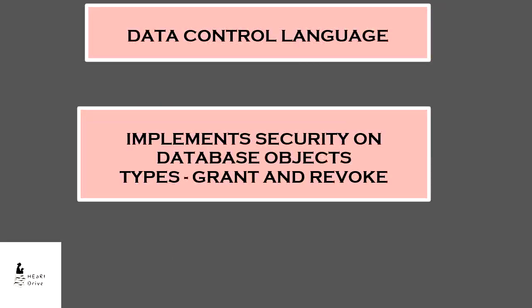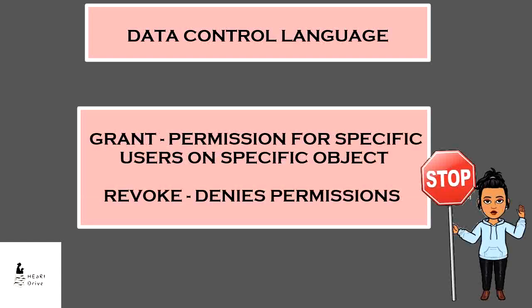Data control language. DCL commands implement security on database objects. Grant and revoke. Grant, it is used to give permission to specific users on specific objects. Revoke, it is used to remove the permission that was granted from specific users.